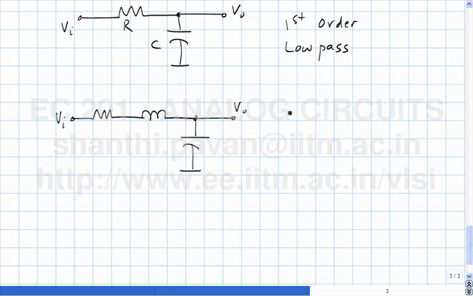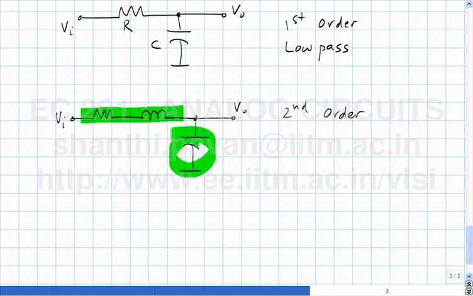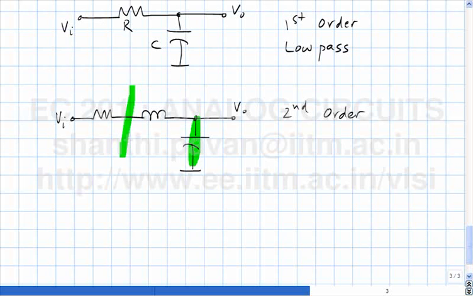What is the order? It's a second order. And what kind of filter is this? At DC, the capacitor is open, the inductor is short. At low frequencies, basically, this path is a short, this path is an open, and at high frequencies, this path is open and this path is a short. So this is also a low pass filter, the second order low pass filter.